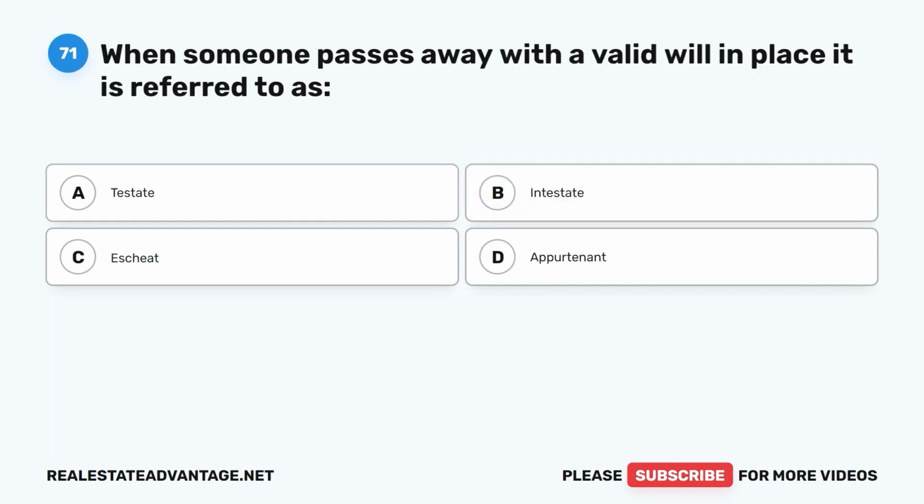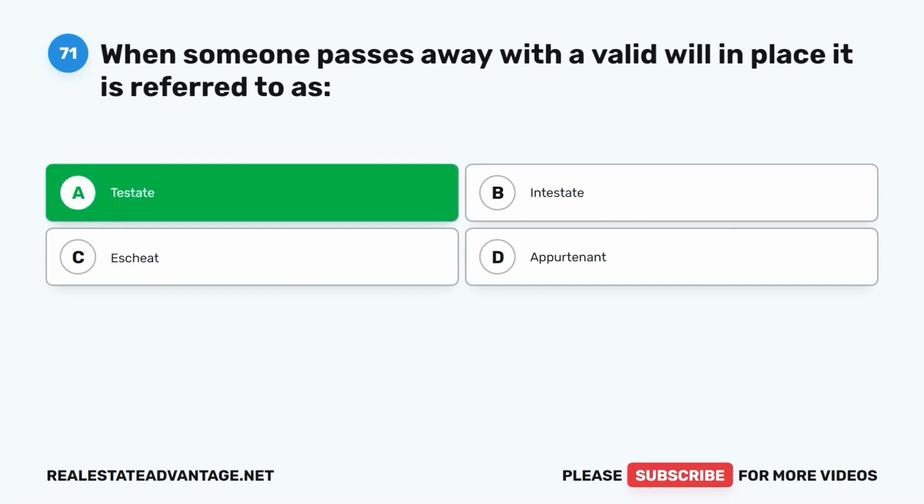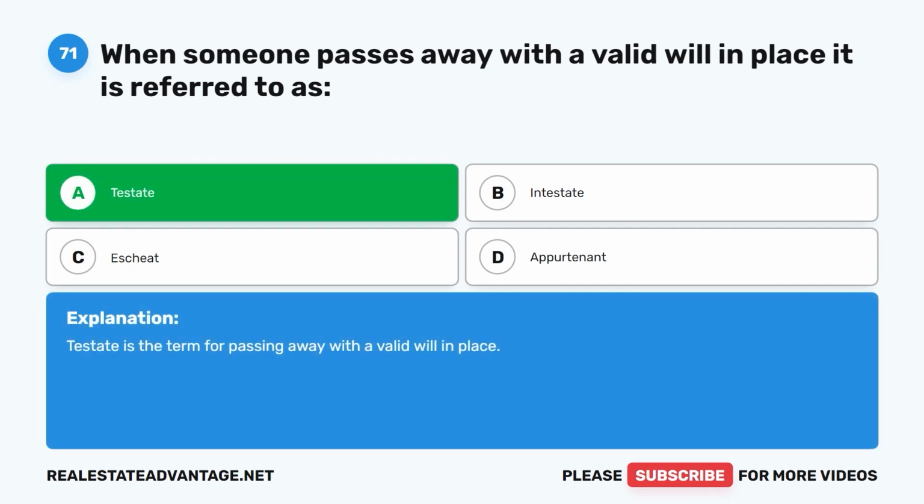Question 71. When someone passes away with a valid will in place, it is referred to as A. Testate, B. Intestate, C. Escheat, D. Appurtenant. The correct answer is A. Testate. Testate is the term for passing away with a valid will in place.